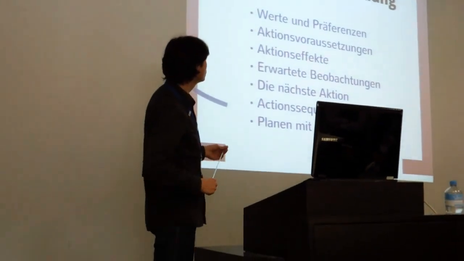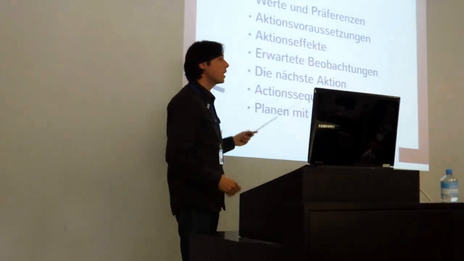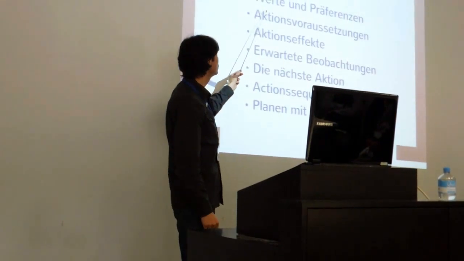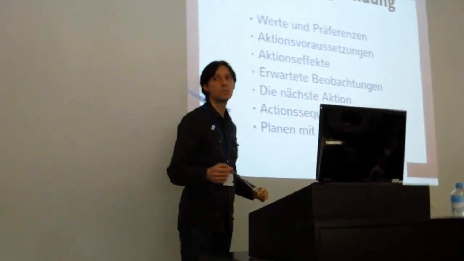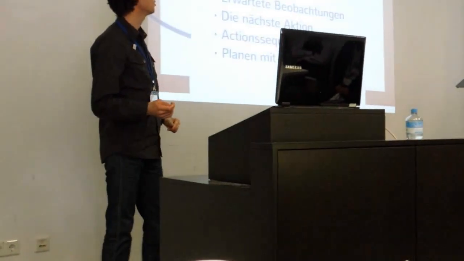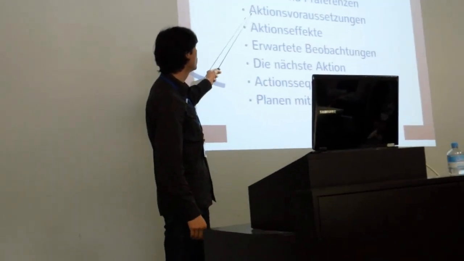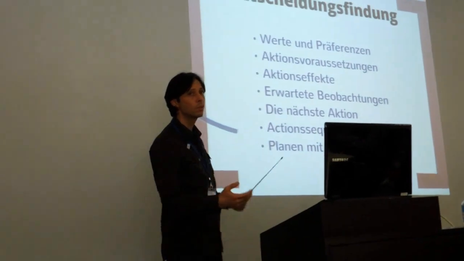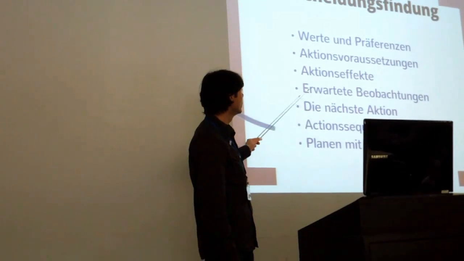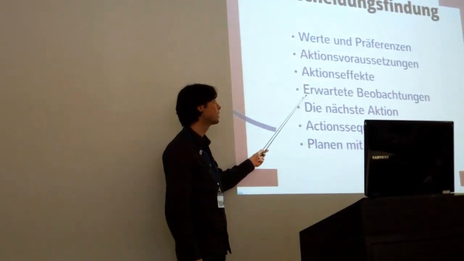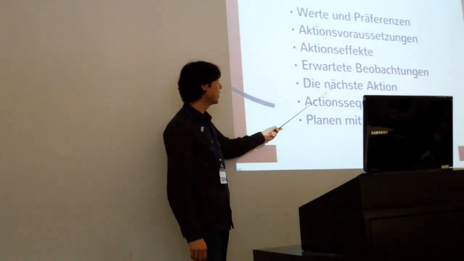So in any case, decision making is a central theme in artificial intelligence, and to each action there is associated a certain value or preference. And given these values and preferences, agents decide on what they should do next. And also, an agent needs to know preconditions for what is possible, and it needs to know what the effects of its actions are. It needs to know what the expected observations would be given certain actions. And then it can decide on its next action.